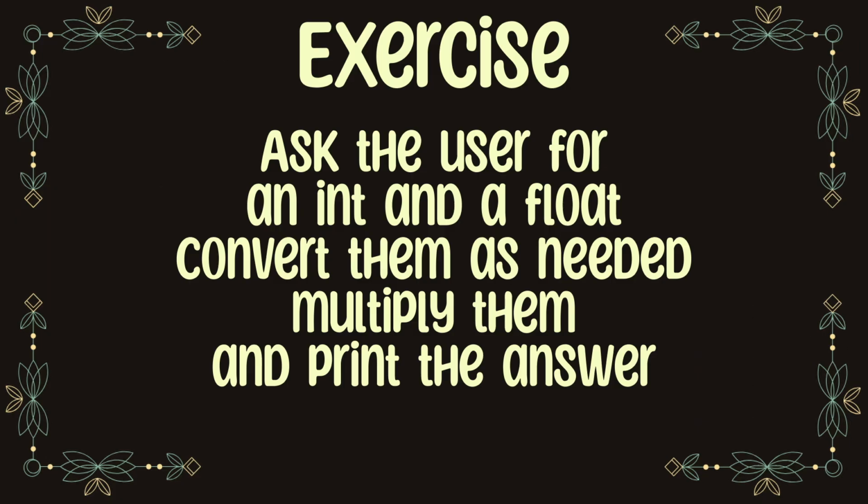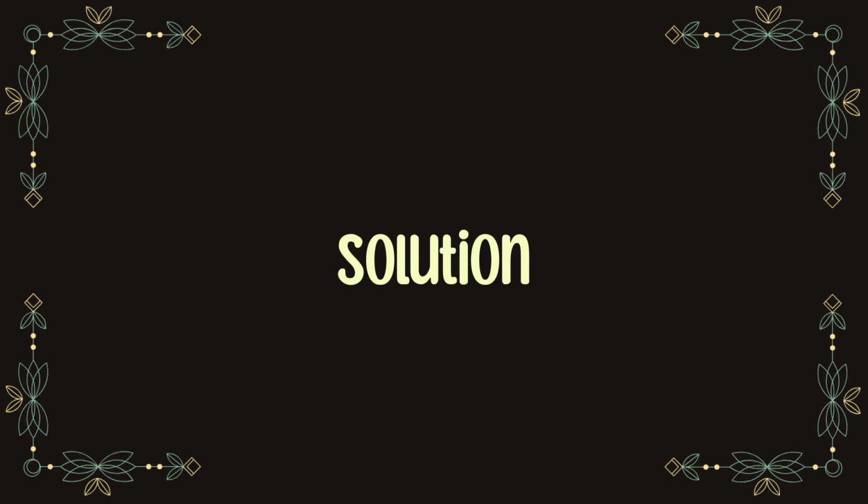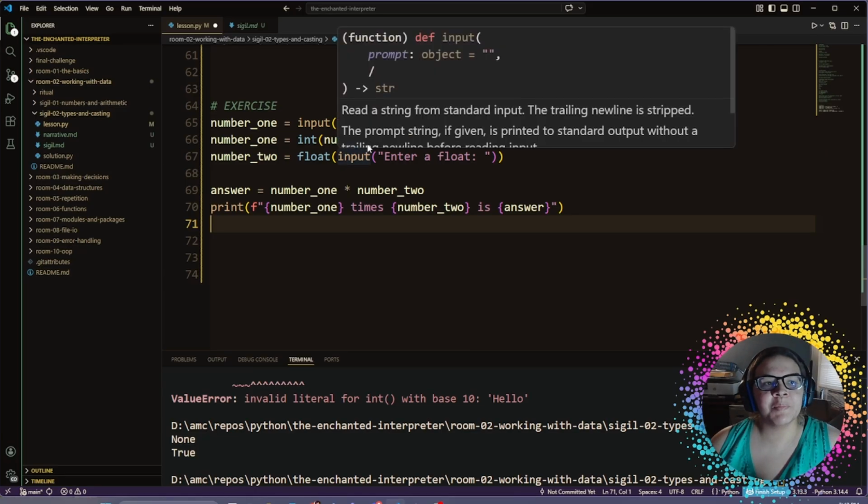Now for an exercise. Make a mini calculator program that asks the user for two numbers, the first an int and the second a float. Convert them appropriately, and then multiply them. Print back the result. How'd that one go? Here's how I did mine.